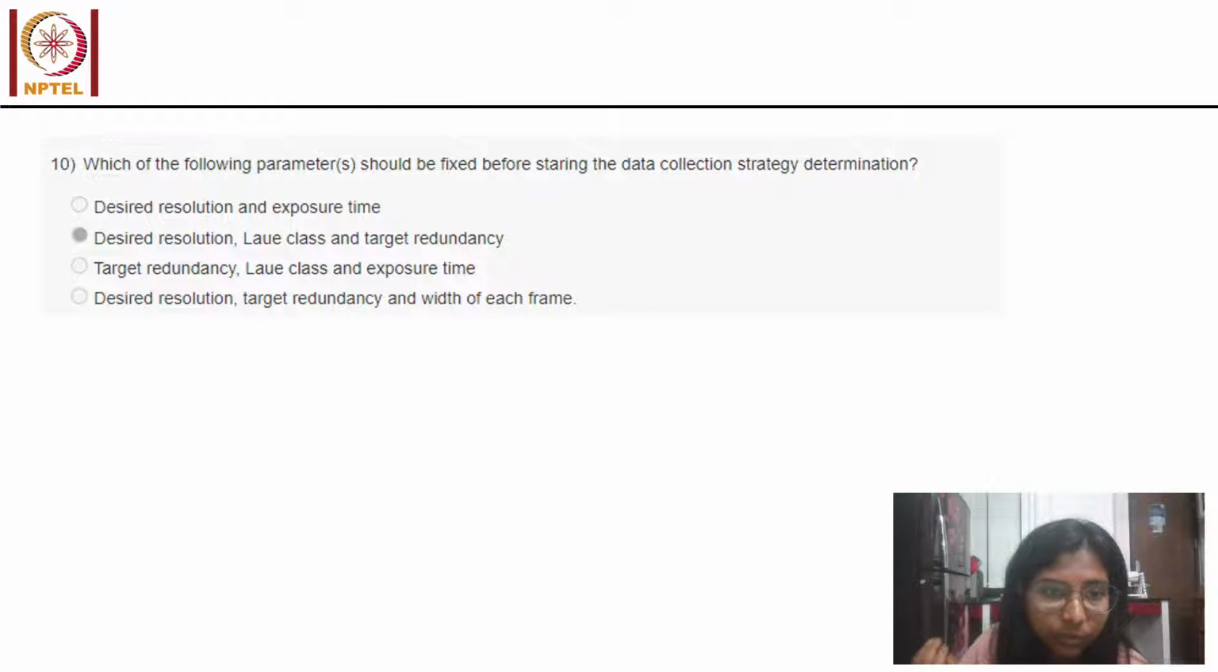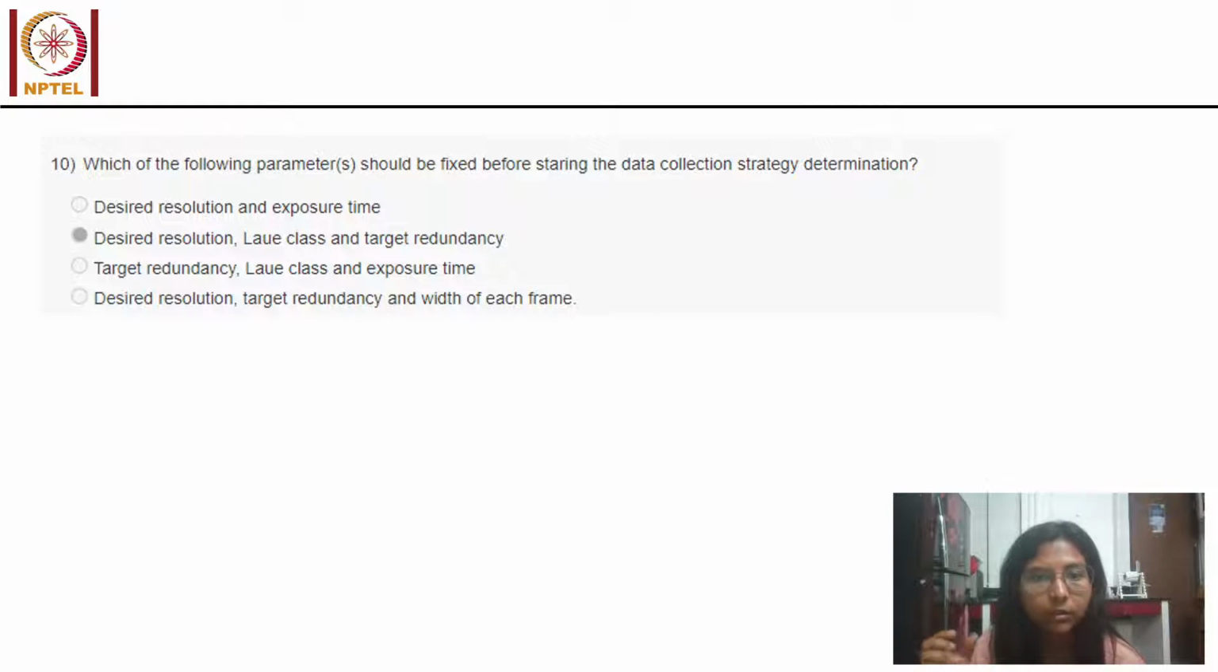So we learned about that, the exposure time, and then Laue class, which is the 11 centrosymmetric point groups, which reflects the symmetry of the diffraction space or the reciprocal lattice. And then the target redundancy means how many times the same frame will be collected.